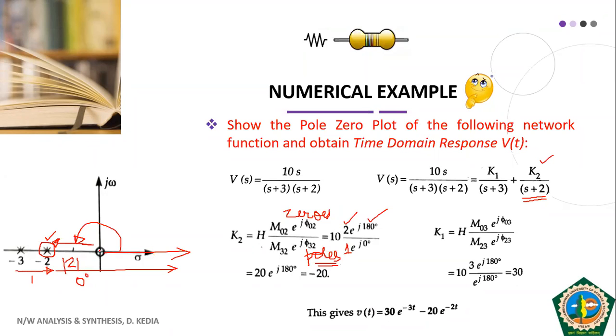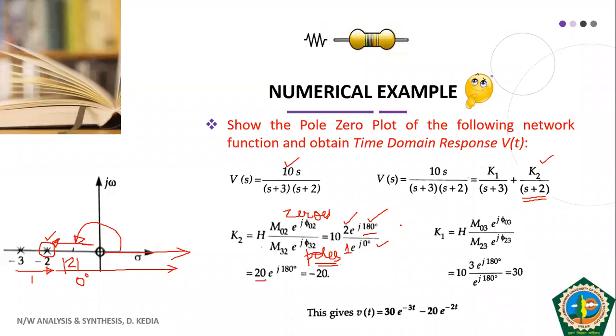Because it is merging with the positive x-axis, the angle is 0. So e raised to the power j0, that's all. 10 is the constant. So what we have is 10 into 2, which is 20. Okay, e raised to the power j180.